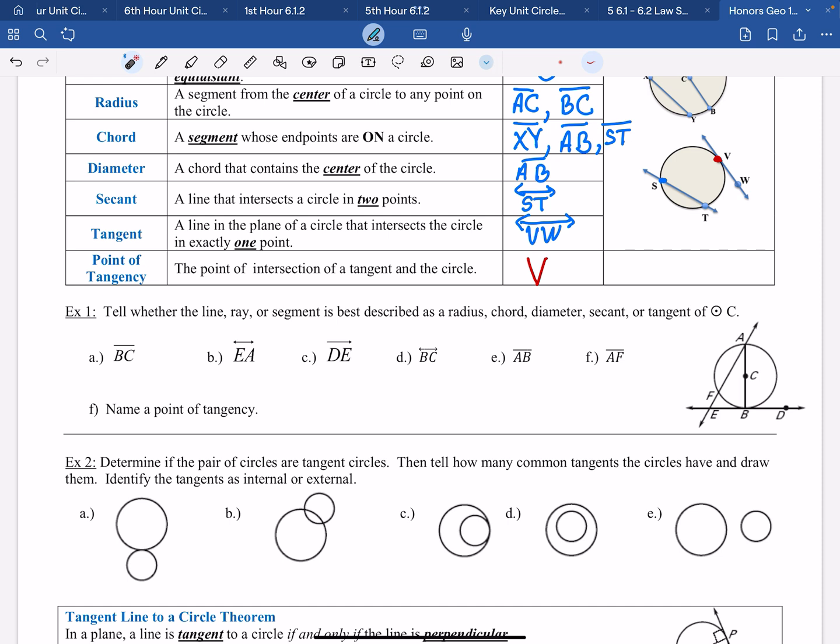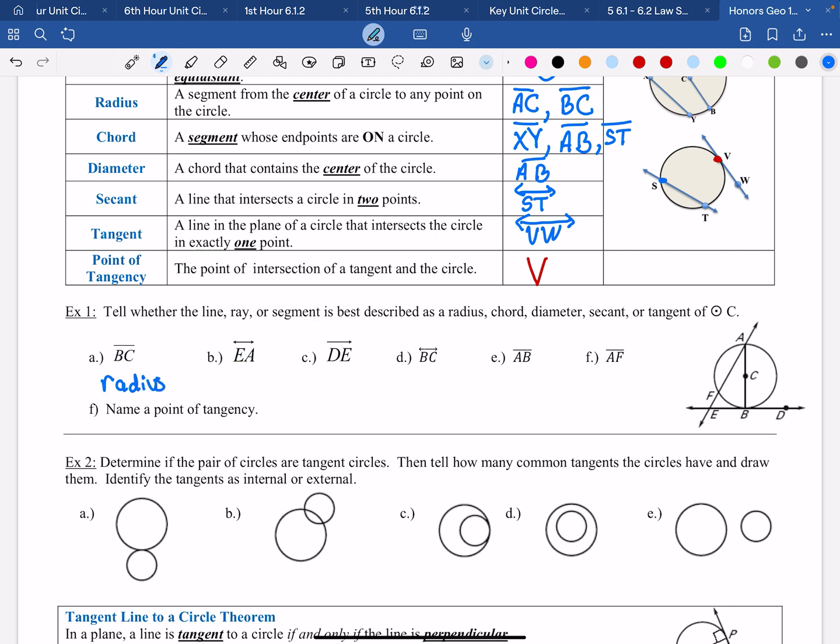All right, so the first one we have is BC. All right, so this, notice it does not have any arrowheads. This is a segment. So I'm going to go to, where is segment BC? Here is B, here is C. Oh, and notice it includes the center, and it touches and it ends on the circle itself. That, my friends, we call the radius.